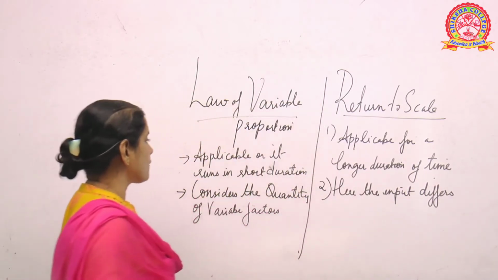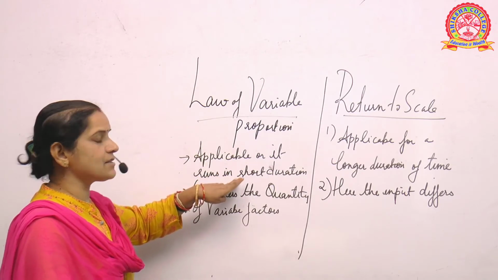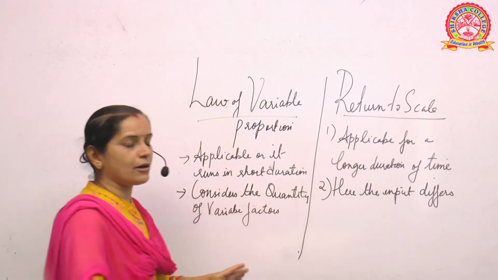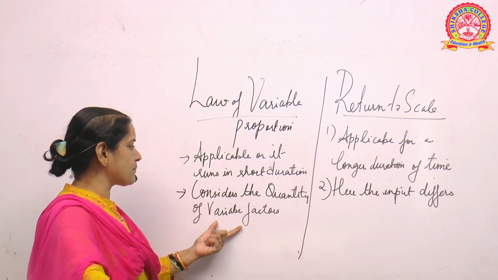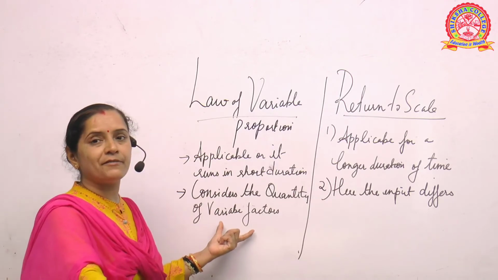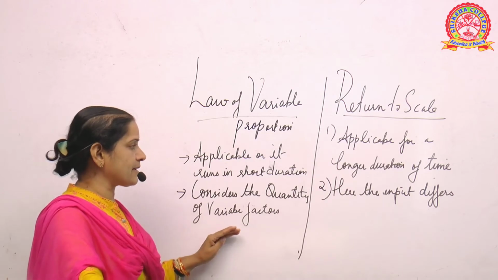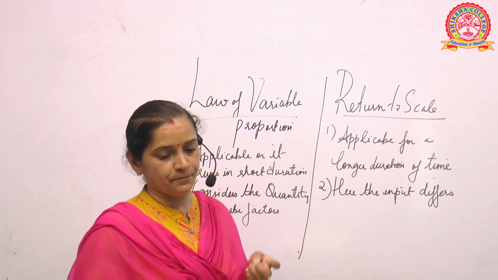So what is the first difference? The law of variable proportion is applicable in short duration, whereas the law of return to scale is applicable for a longer duration of time. The second most important difference is that the law of variable proportion considers the quantity of variable factors. Like I told you, machines and labor are the variable factors. But return to scale considers inputs that are differing.